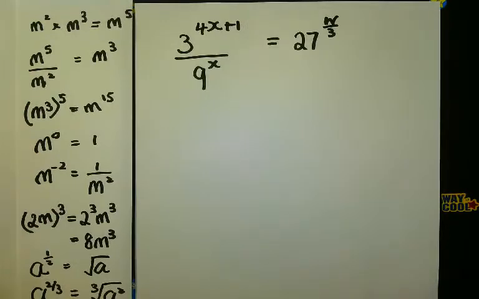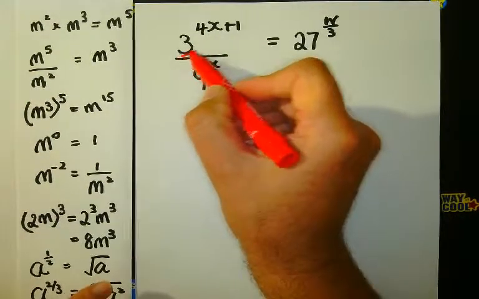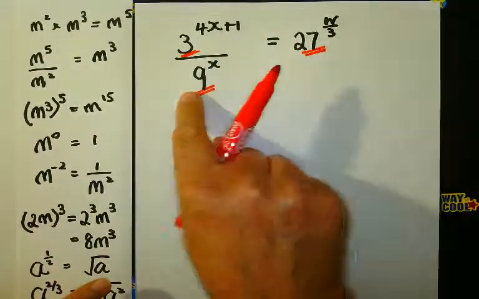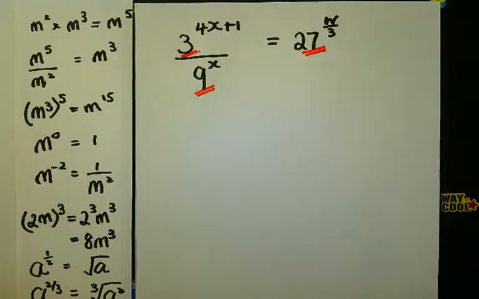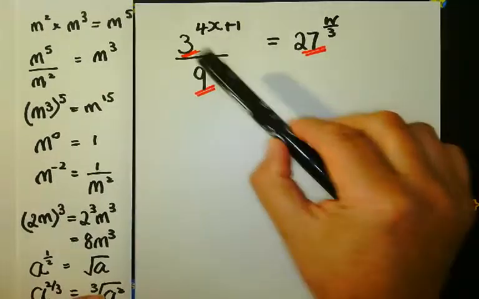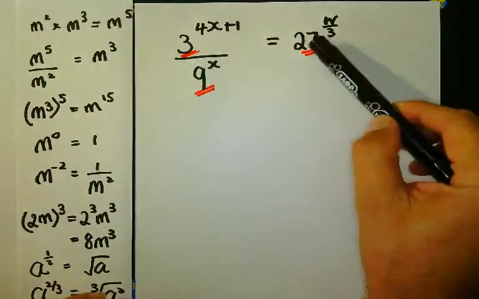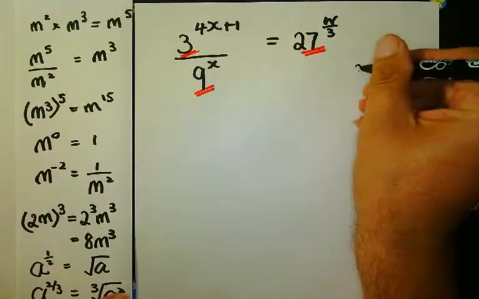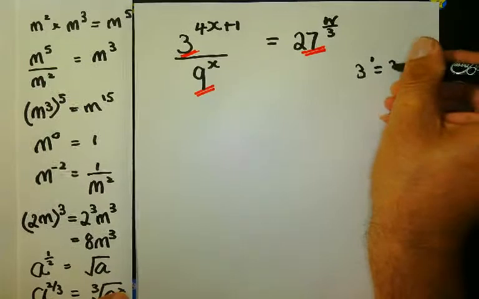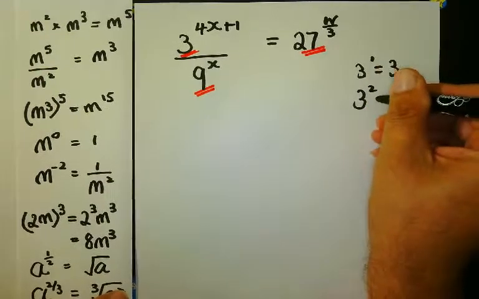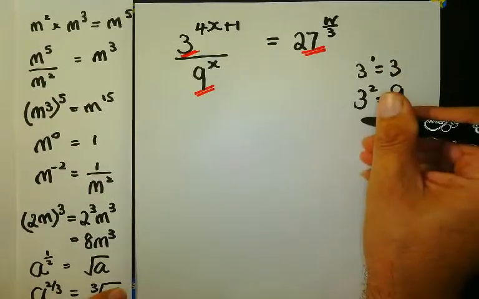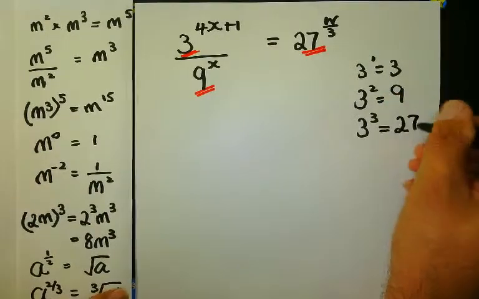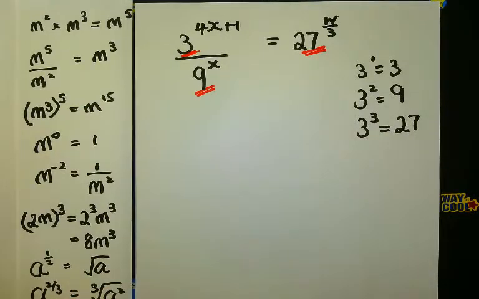The first thing with these bases is that we can't deal with them unless they are all over the same base. At the moment we've got a 3, 9, and 27. So what we need to do is find out, is there a number that we can raise 9 to, and 27 to, and 3 to, so they're all over the same base? And the answer is yes, because we know that 3 to the power of 1 is 3, 3 to the power of 2 is 9, and 3 to the power of 3 equals 27. So we can put the whole lot over base 3.